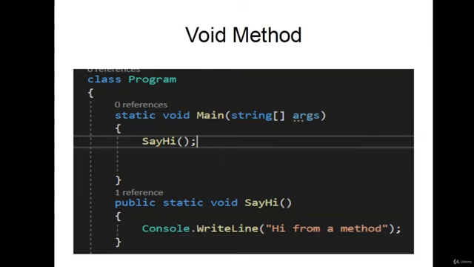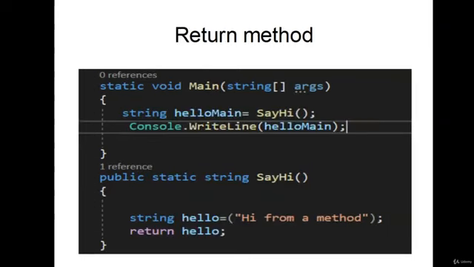So now let's look at methods that have return types. So let's first look at the method that we declared, say hi. And you can see now, instead of void, we have string. That's because we're going to return a string. And we've also made some changes to the body. We declared a string called hello. And hello equals hi from a method. Then we use the return keyword to return that variable.